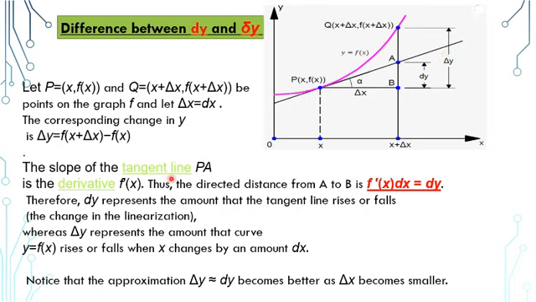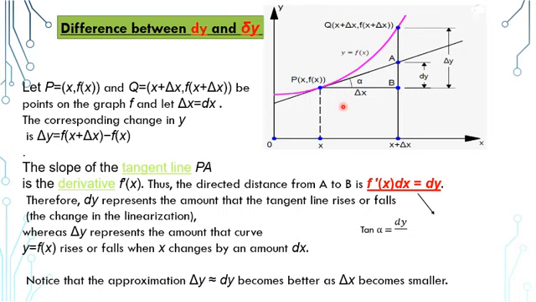The slope of the tangent line PA is the derivative f'(x). As we studied earlier in chapter 2, the slope of the tangent line represents the derivative. In our case, the slope of PA, which is the tangent line to the graph of f, is the derivative of f(x). Thus, for the directed distance from A to B, we say dy is equal to f'(x) dx. How is dy equal to f'(x) dx?